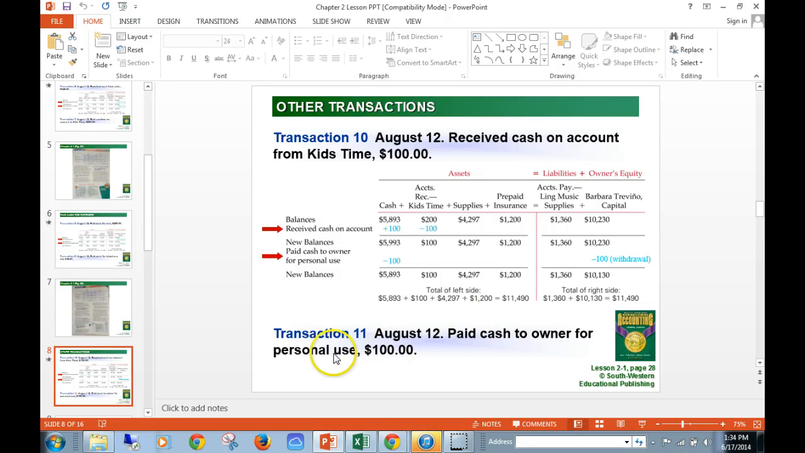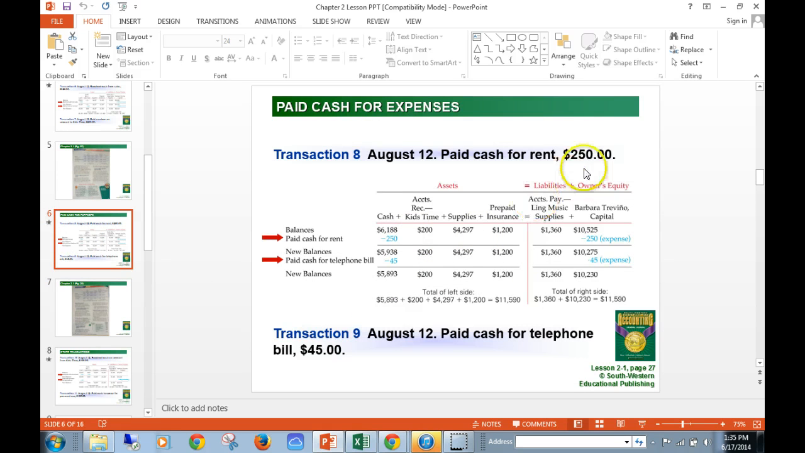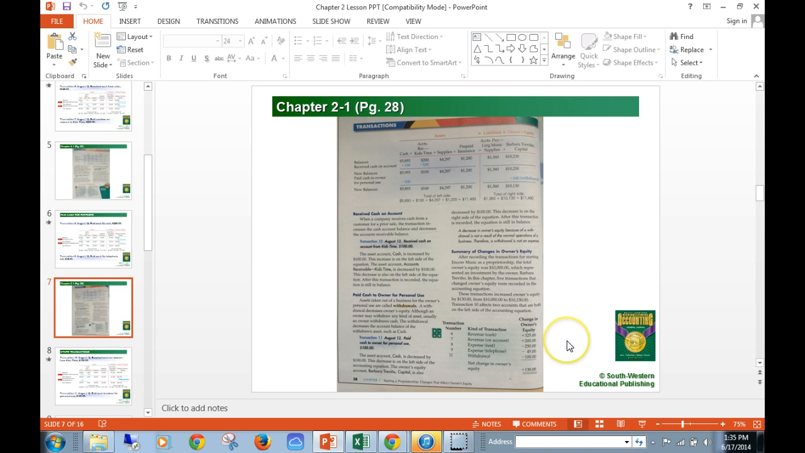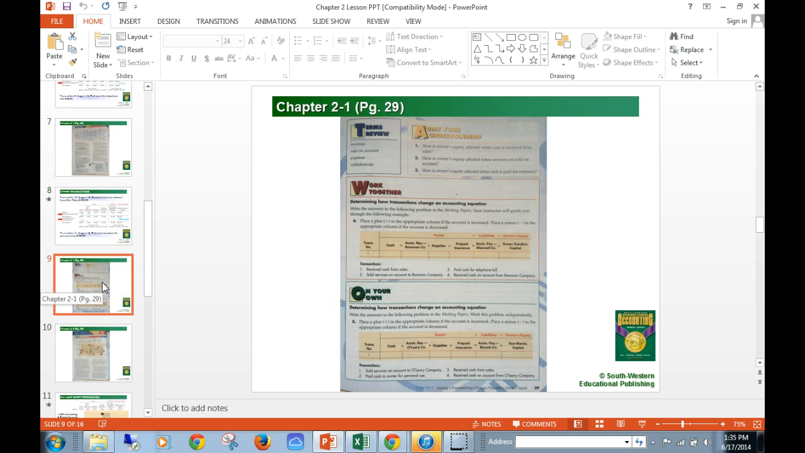If you want to read through the last section of the summary of some of the changes that we made in the owner's equity account, that's here on the bottom of page 28. Also, you can pause this, rewind this, replay this, however you need to help your understanding.